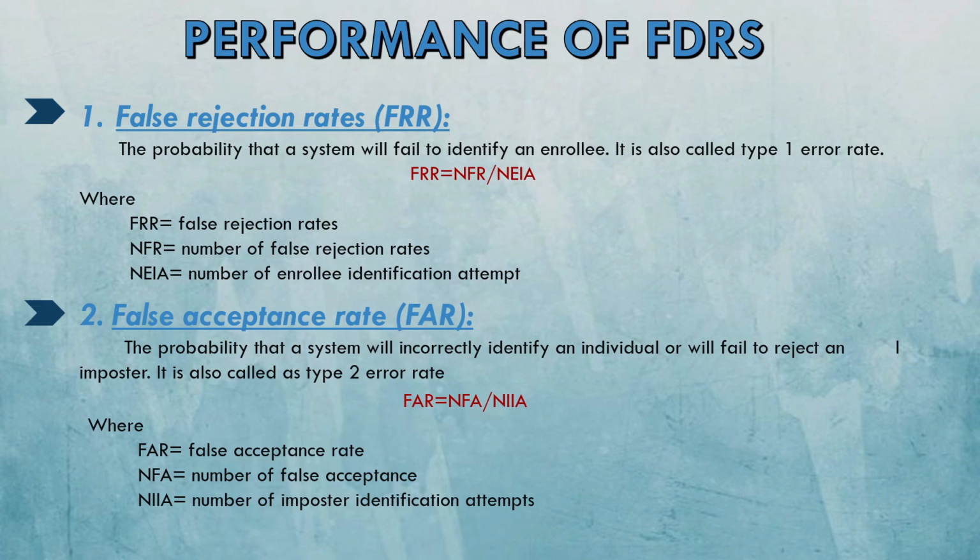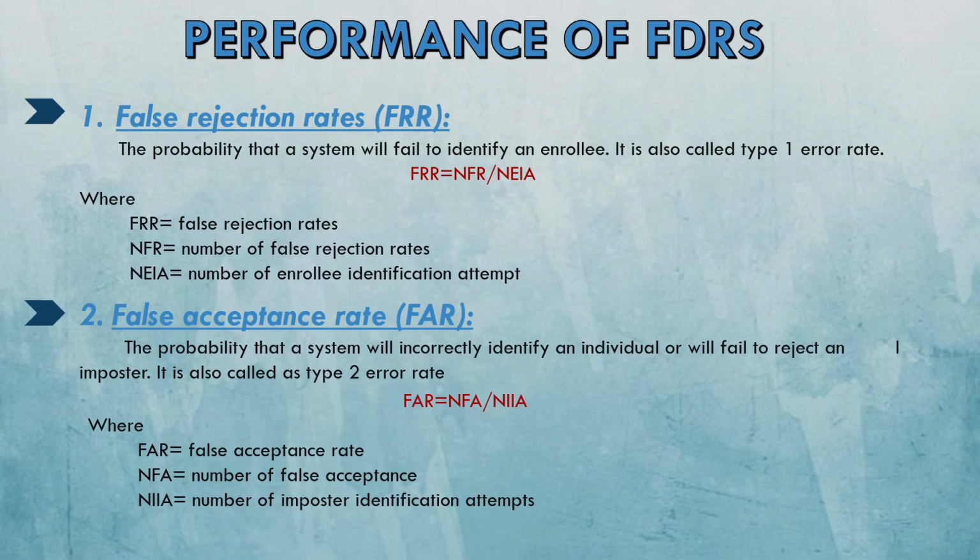Now here is the performance of FDRS, the face detection and recognition system. There are two major rates to tell about the performance of an FDRS model. First thing is the false rejection rate. The false rejection rate is nothing but the probability of a system, which depends upon the number of false rejections divided by the number of enrollee identification attempts.